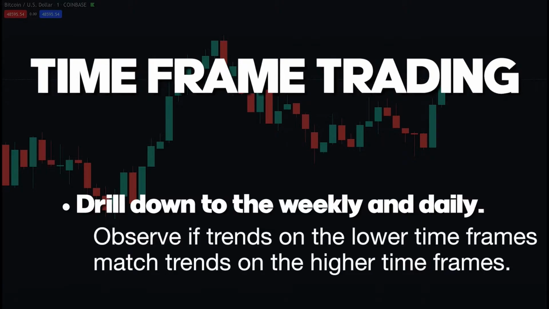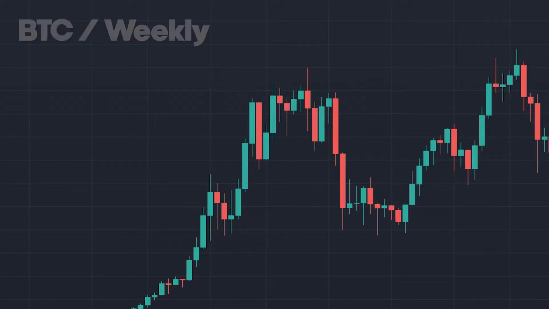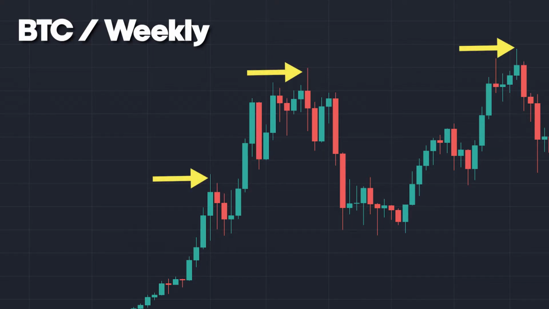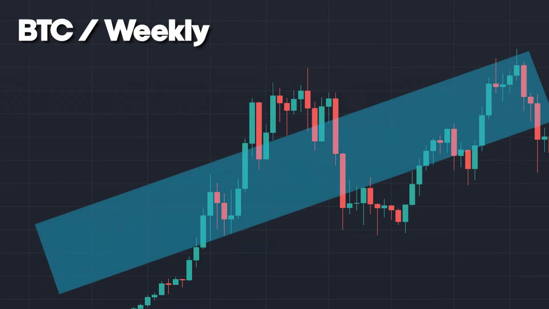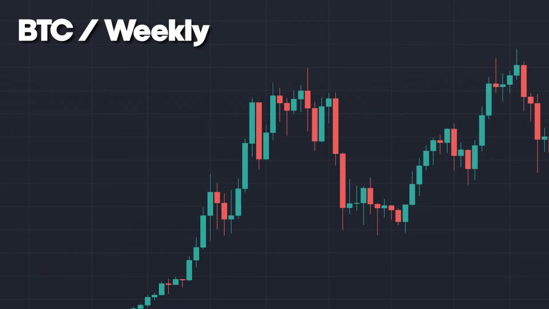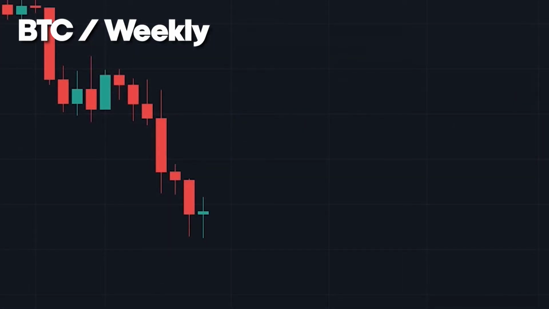Let's take a quick walk through the Bitcoin timeframes. The weekly shows an overall uptrend as higher highs and higher lows have been formed, which marks an ascending channel. Traders are very much hoping that this $40,000 to $41,000 level holds, marking a higher low, which would sustain the longer term uptrend. That's why you see a lot of people concerned currently regarding this level.